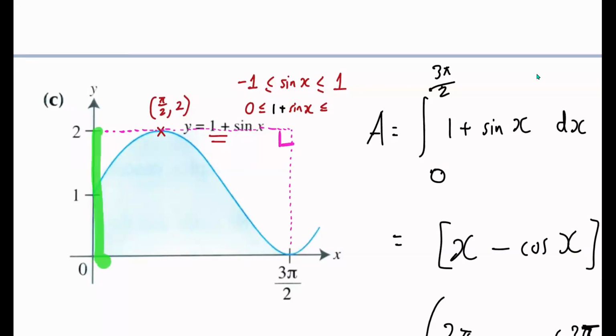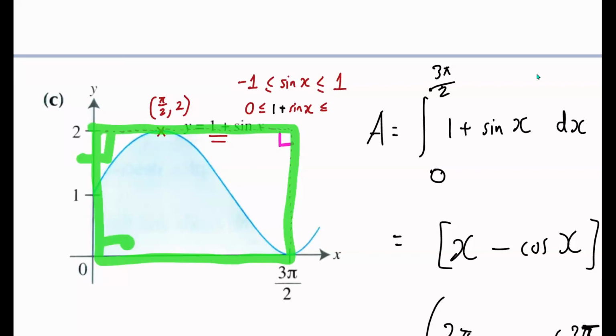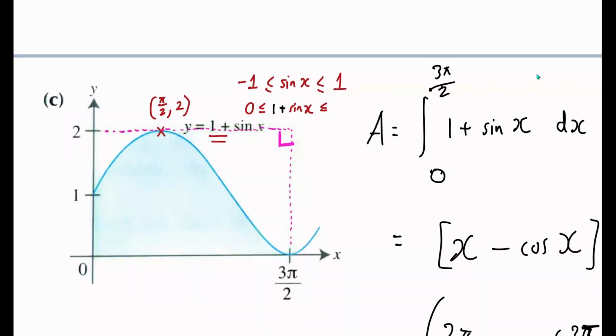So what shape do you see over here? What shape? Rectangle. Exactly. That's it. Rectangle. Not a trick question. It's just a simple question. Okay, you can see a rectangle. My drawing not so bad.